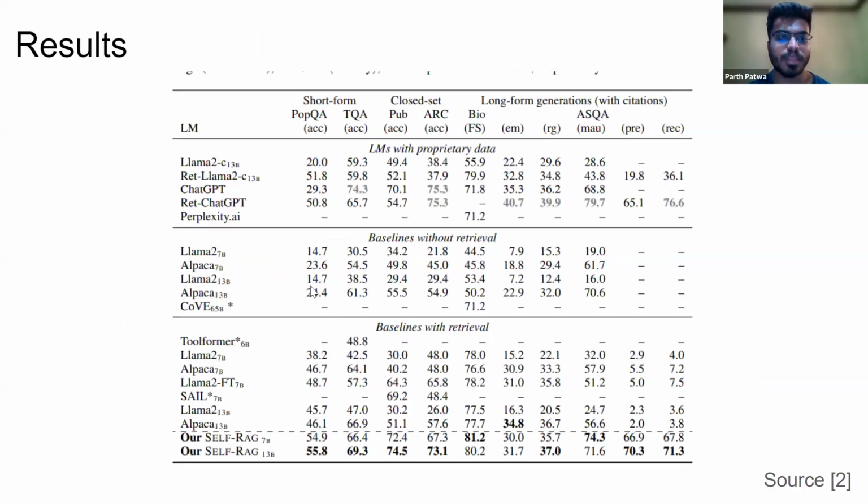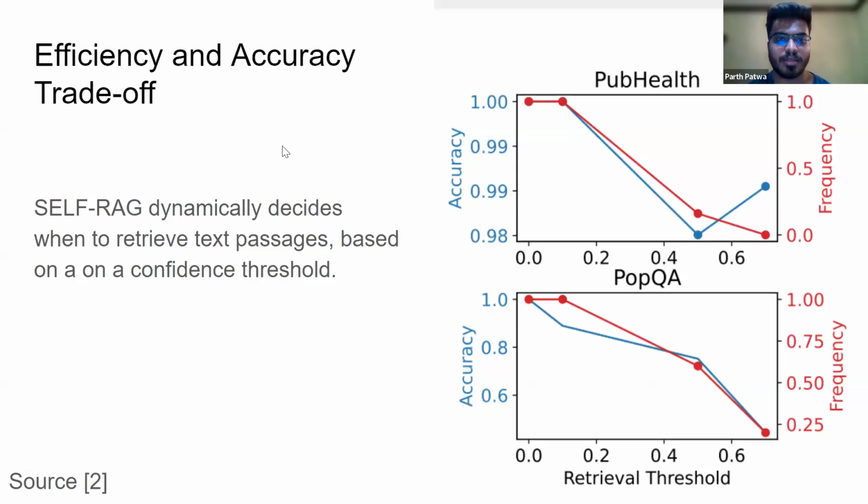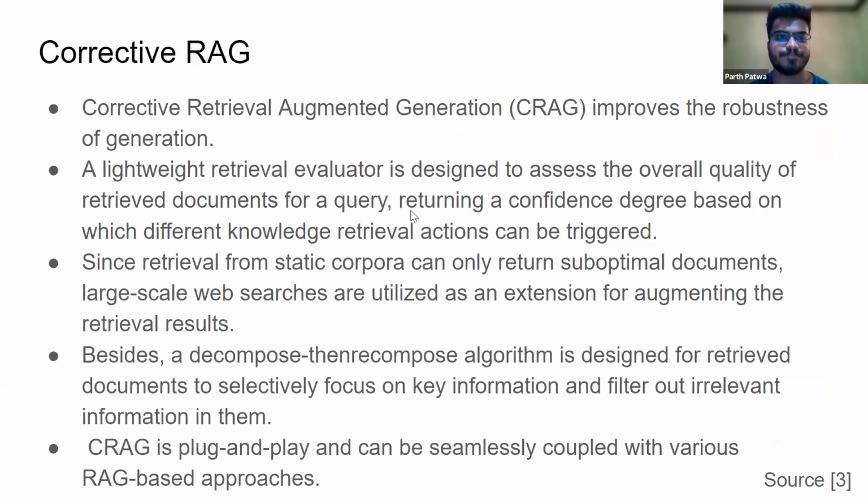So similarly, using this they show that Self-RAG is much better than vanilla RAG across multiple baselines. And this is inspired by chain of thought reasoning. So we have a confidence threshold, and there's a trade-off between accuracy and efficiency. If you're allowing all the documents, the efficiency might go down, but the accuracy might increase, and vice versa.